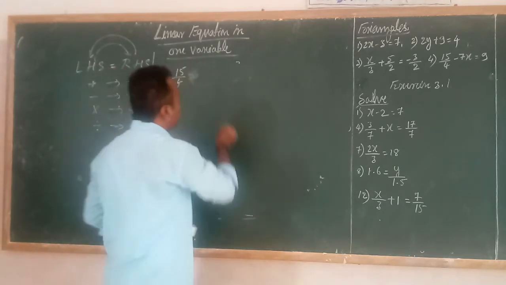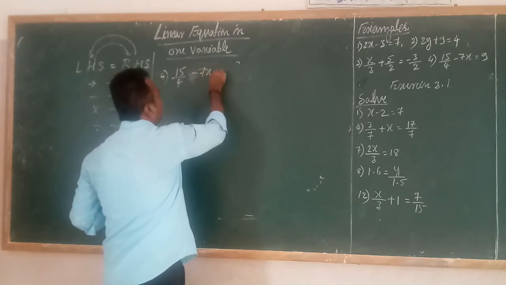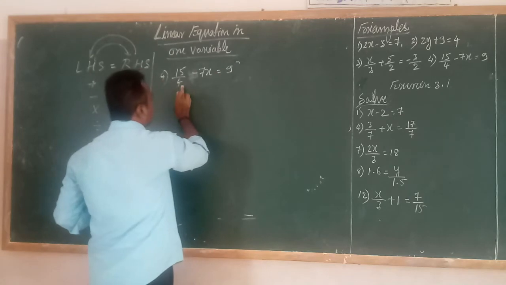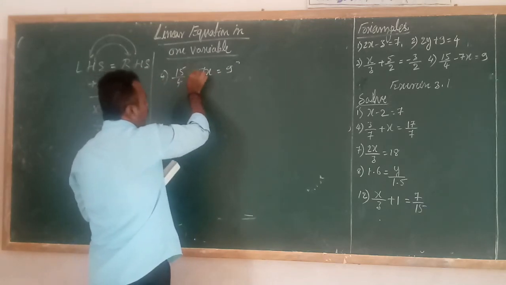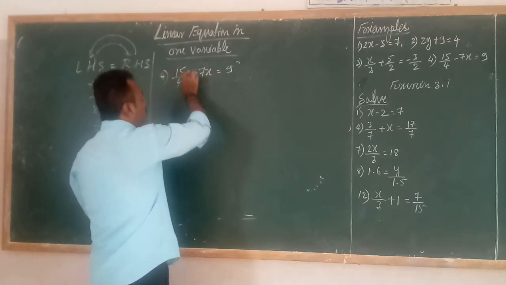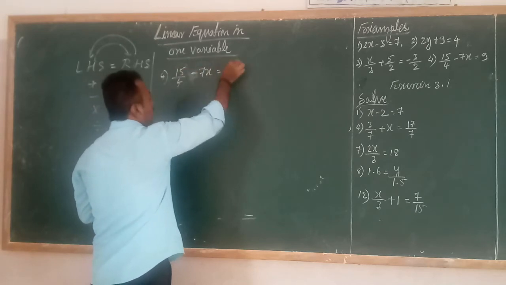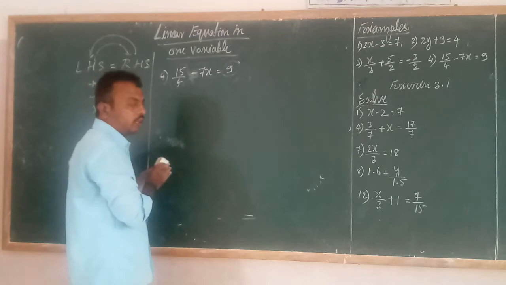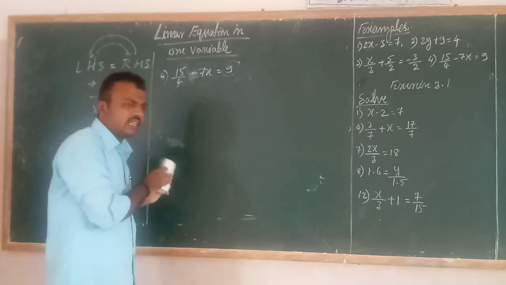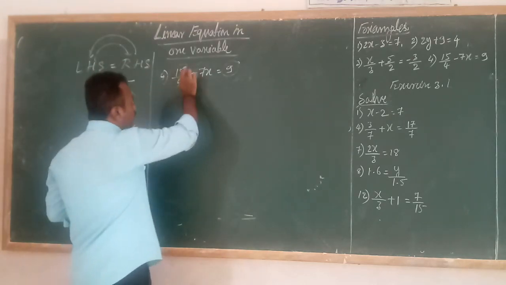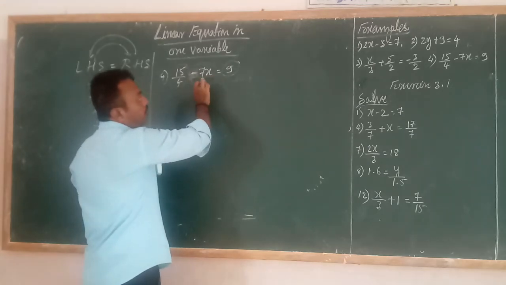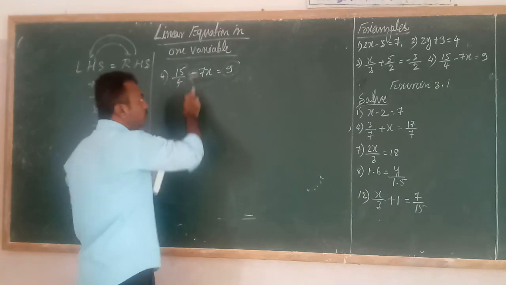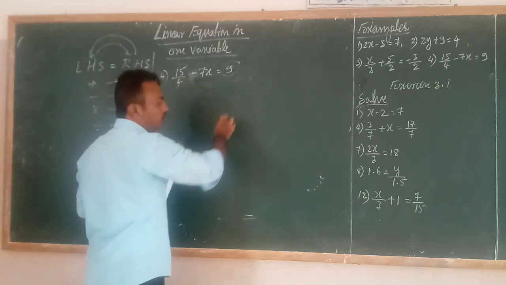15 by 4 minus 7x is equal to 9. So here minus 7x is there on the LHS side. So 15 by 4 and 9 are constant terms, I will send to one side. I will write on one side, whether it is LHS or RHS. So here minus 7x is there. I want to convert the minus into a plus, so this minus 7x only I have to send to the RHS.